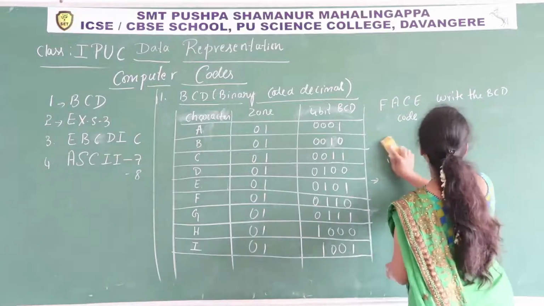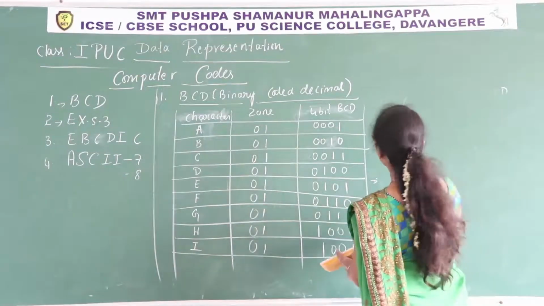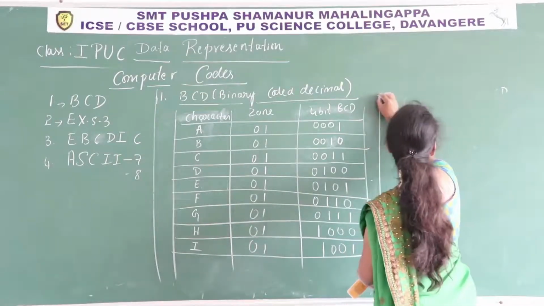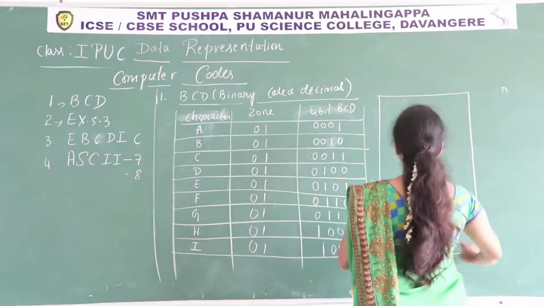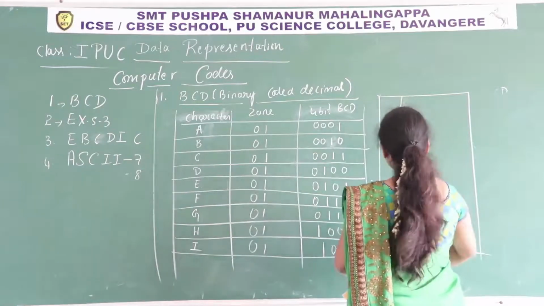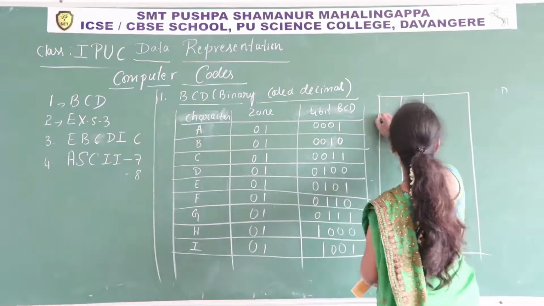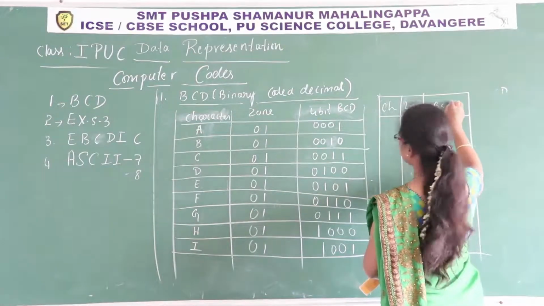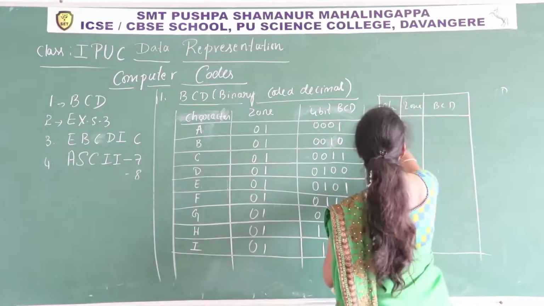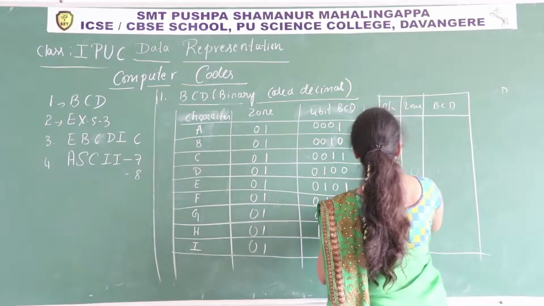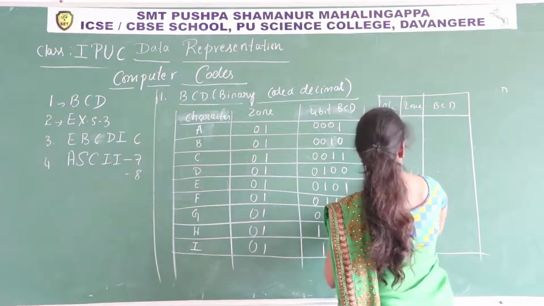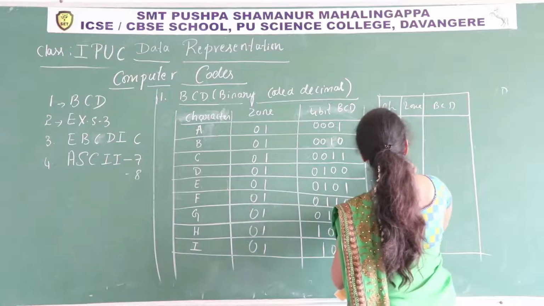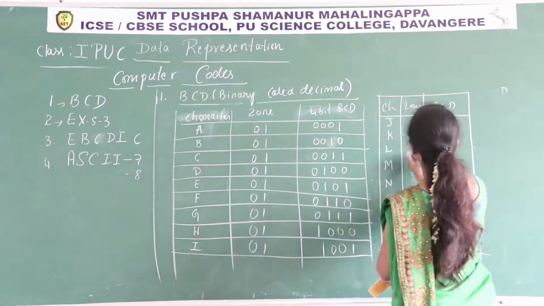Now the remaining characters. A to I is over, no? Next: character, zone bit and BCD. I, J, K, L, M, N, O, P, Q, R, grouped as 1, 2, 3, 4, 5, 6, 7, 8, 9.